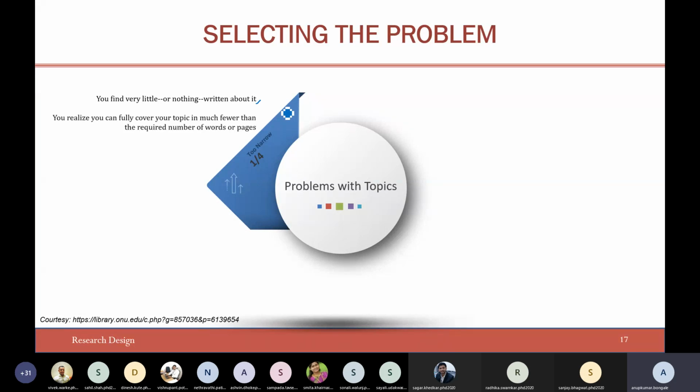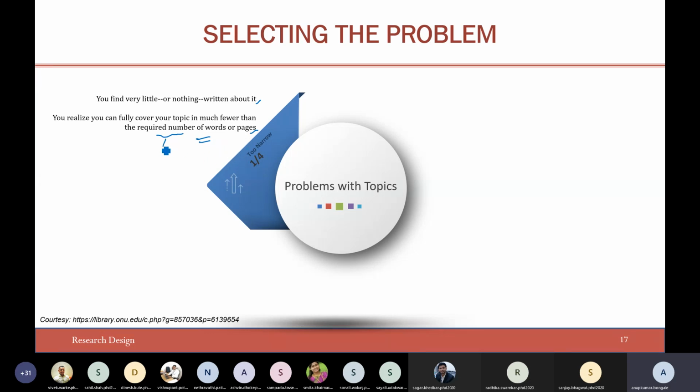So anything can happen. And you realize you can fully cover your topic in much fewer than the required number of words or pages. So I would like to put this in a different manner. Let's say you are supposed to carry out your research for the entire 2 or 3 or 4 years, whatever the duration may be. But the problem statement that you have considered, will it span across the entire 2 or 3 years, or have you set the objectives in such a nice way that you can effectively work on that particular problem statement for the entire duration? That also you should think.